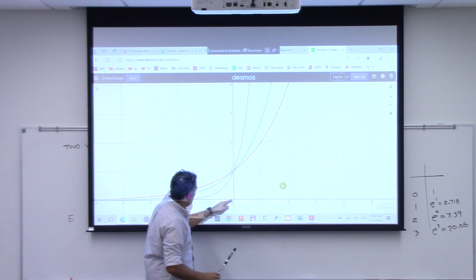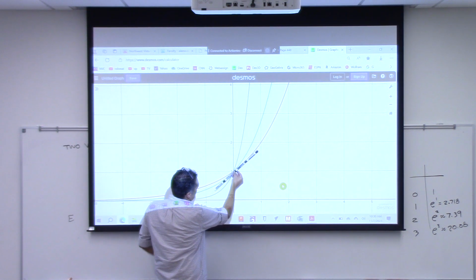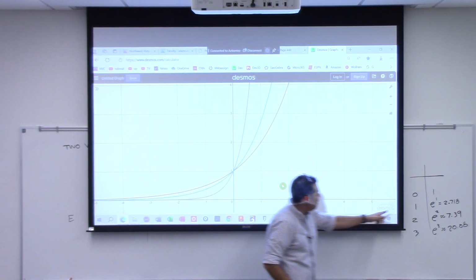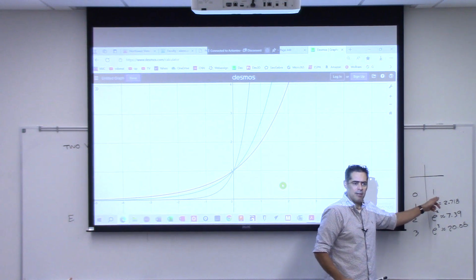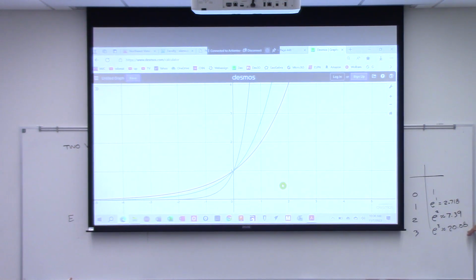How about right here? At 0, go up here. Slope of that green, I'm looking at the green one. What's the slope of that line? 1. How do I know? Because the value of that function at 0 is 1. See, this is the only function where these values are equal to the slope of the tangent line at that point. No other graph does that, just that one.